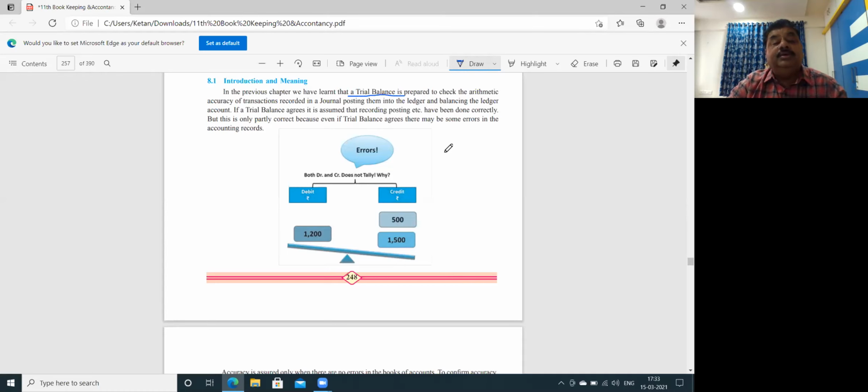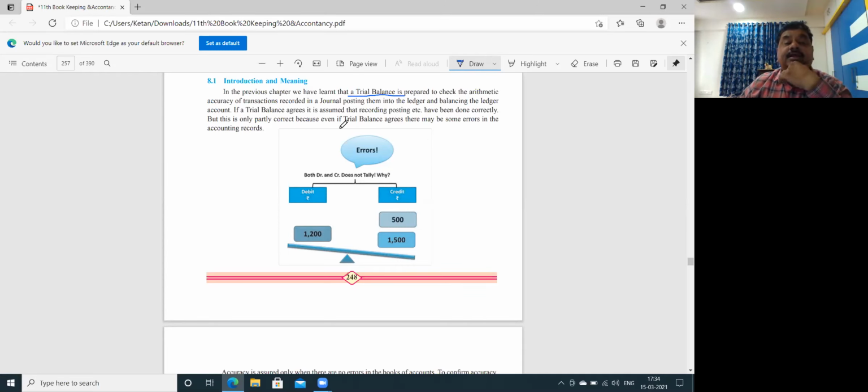क्या हमने जो अकाउंट तैयार किया है वो सही है? Is it having proper double effect? It is having the proper recording of the amounts also. So for that purpose, we are preparing trial balance. If there is a difference, then it is due to some error.